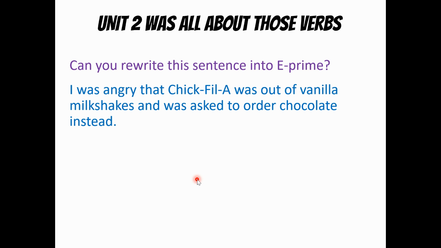So if I said something like, "I was angry that Chick-fil-A was out of vanilla milkshakes and was asked to order chocolate instead." Well, in E prime, I want to get rid of any to be verbs. And I can see 3 of them. I have 3 was's. And so I want to find a way around that. So I'd ask you to take a sentence and write it in E prime.